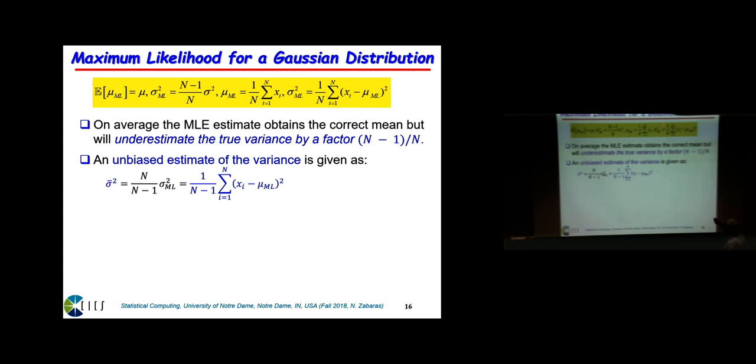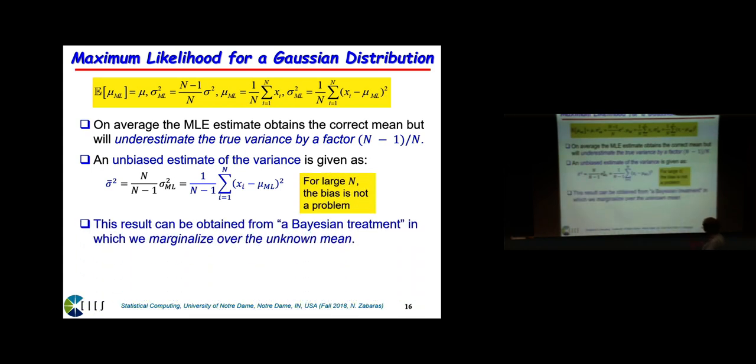If you multiply this n minus 1 and n minus 1, this is what I have here, okay? And if you repeat the calculations, you will immediately see that the expectation of this estimate is actually sigma squared. Okay? So you may say 1 over n, 1 over n minus 1, if n is 100, this makes no difference, right? But again, for small n, it does make a difference.